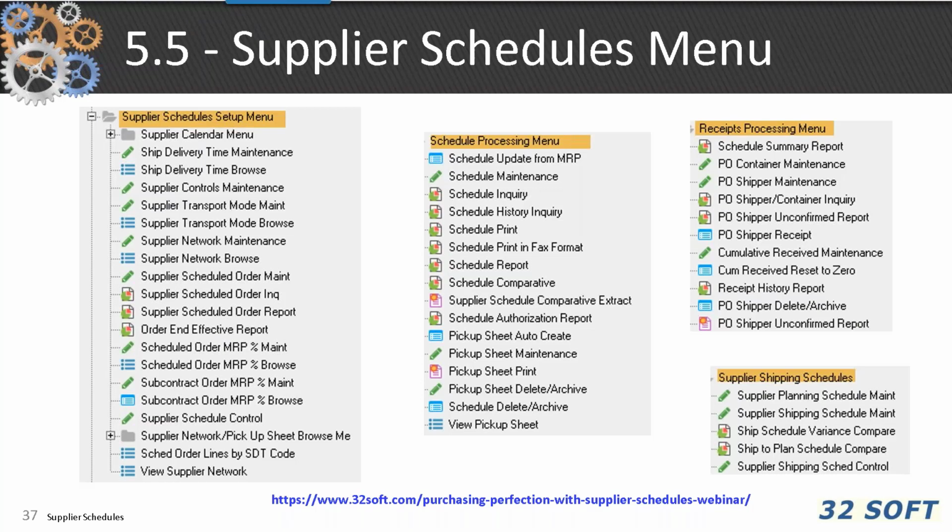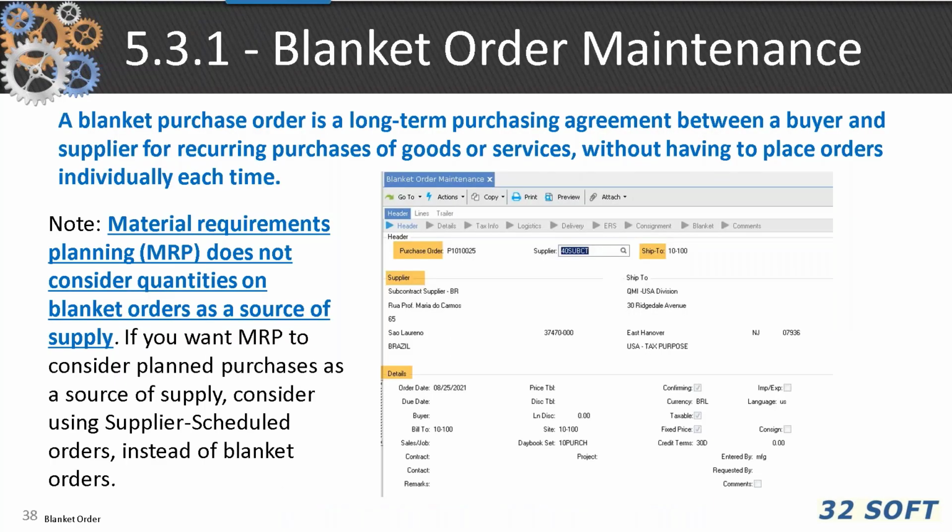Just a quick word about MRP and blanket orders. Be very cautious of blanket orders. They require special attention, and probably most importantly, MRP does not recognize it as a source of supply. This will probably change with later versions of QAD, but do not attempt to use blanket orders for MRP. If you want to use MRP to plan purchase orders, consider using the supplier scheduled orders.